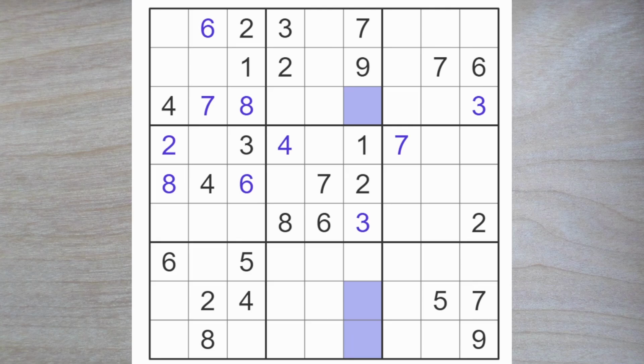Now, but here we can do something. We have managed to fill everything in column 3 except for these two squares and the 9 blocks here. So a 7 must go here and the 9 must go here.